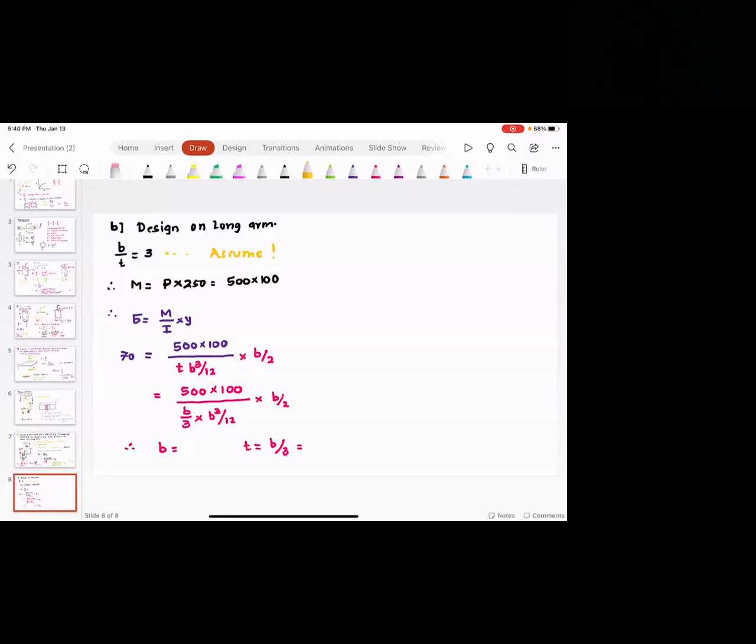There is one more problem which I don't have time to solve, but I will set it up because it is in the homework. So you can have a lever, something like this. And here, same thing. You have this dimension as B, and you have this dimension as T. And there is a load P here.